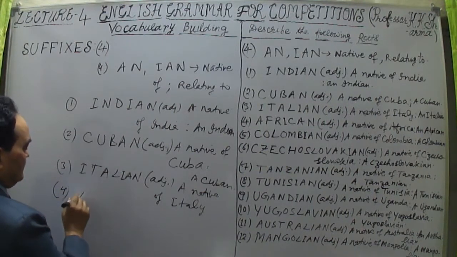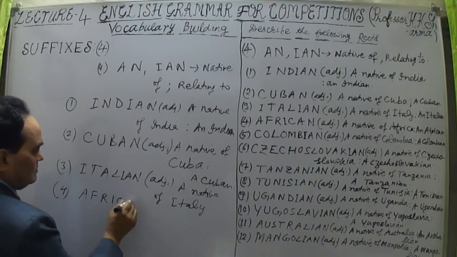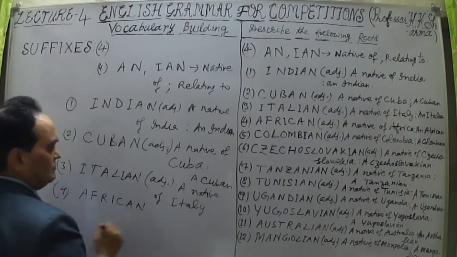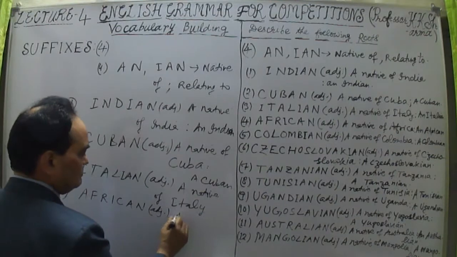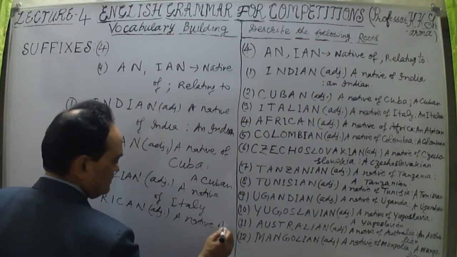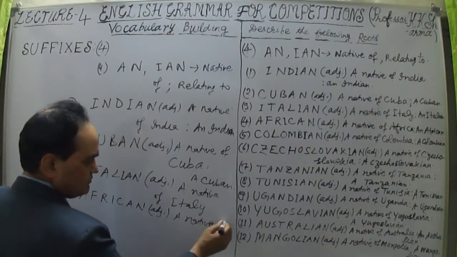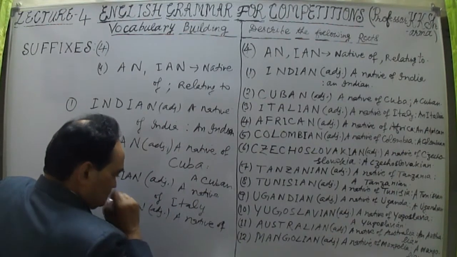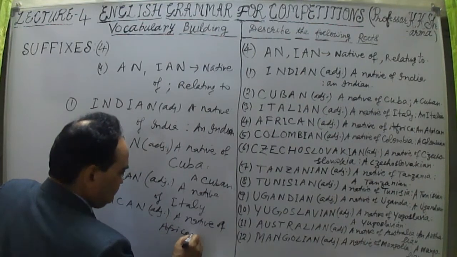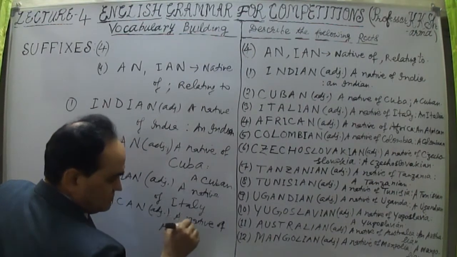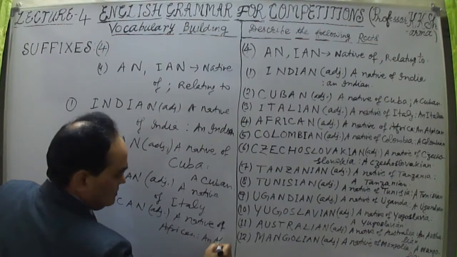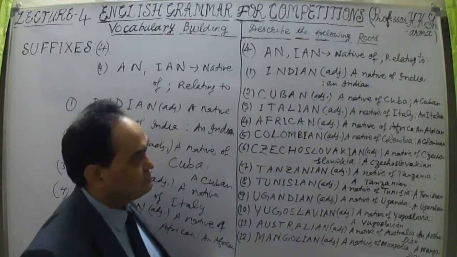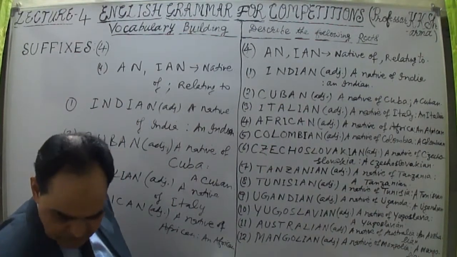Let me take the fourth word also. The fourth word is African, A-F-R-I-C-A-N. Again an adjective. That means a native of Africa, a country in the African continent. So Africa, native of Africa. Now, because African starts with a vowel, we say an African. An African is an example. So the fourth word is a native of Africa, that means an African.